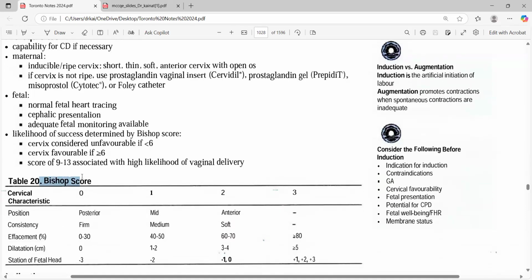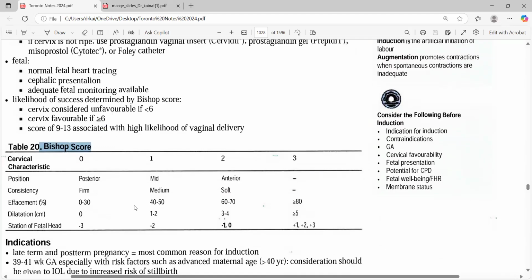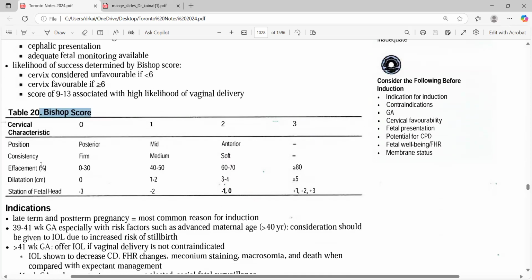So how do you check for the cervix? The Bishop score. What is the Bishop score? Position, consistency, effacement, dilation, and then station. And they can give you an exam question where they give you these values and ask you to calculate it, or ask you if you are going to do the induction of labor or not. So you need to know for the position, if it's anterior, the point is 0. They can give you a mild one with the medium consistency. The effacement is this, dilation is this, and the station is -1. What is the next step that you will do?